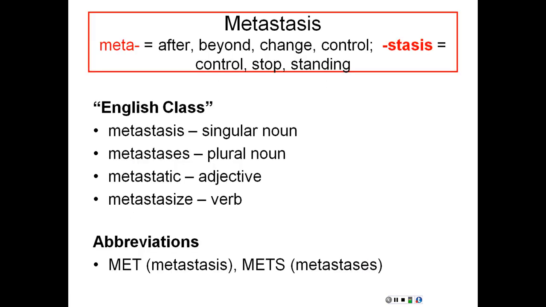And so here they're just showing you the word metastasis. Meta means after, beyond, change, control. Stasis is control, stop, or standing. So if you're just looking at the word metastasis, that's singular. Metastases is plural. If they use the term metastatic, that's actually an adjective. And if they use the term metastasize, that is a verb. And then you have the abbreviations. Just MET is metastasis. METS is metastases, so that's the plural form.